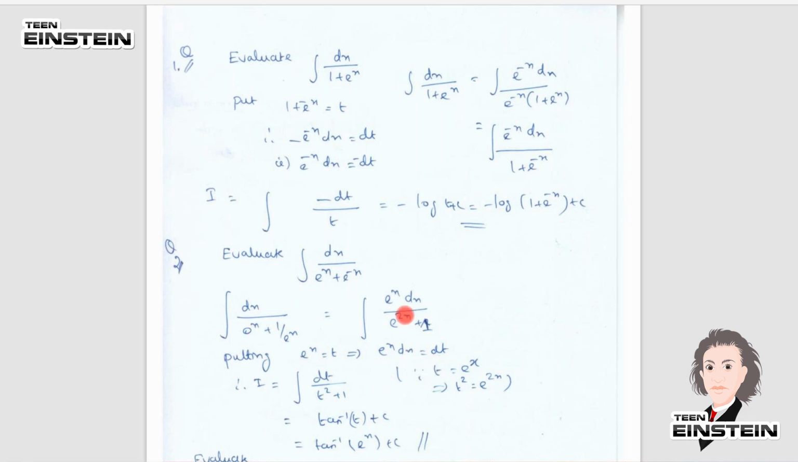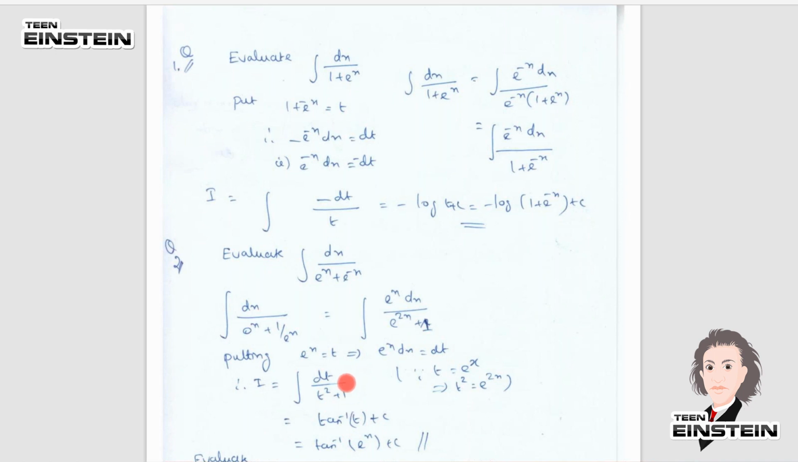Therefore, the above integral takes the form integral e power x dx is dt, so dt by e power 2x plus 1. e power 2x becomes t square because I have taken e power x is equal to t. So if you square this term, what will you be getting? e power 2x is equal to t square. So this becomes t square plus 1. Okay, so integral 1 over t square plus 1 dt.